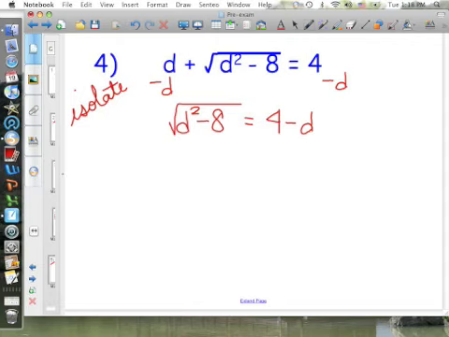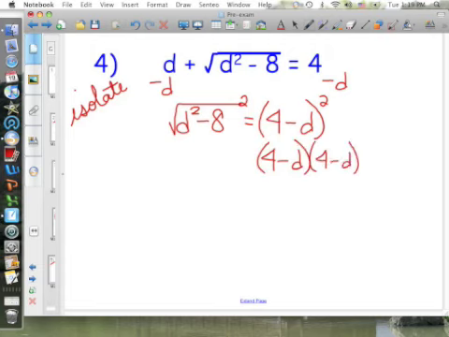Now, if the entire left-hand side is under a square root, you can simply undo that by squaring it. But what you do to one side, you must do to the other. And be careful here, because when you are squaring 4 minus d, it means you are multiplying it by itself, and this is a FOIL problem. Taking the square root of a number squared simply gets rid of the radical. You still have d squared minus 8 over here.